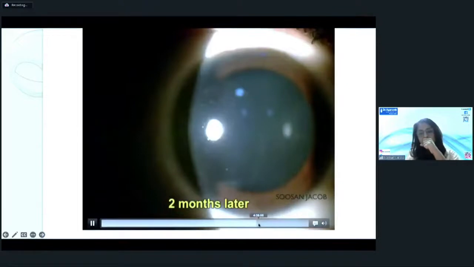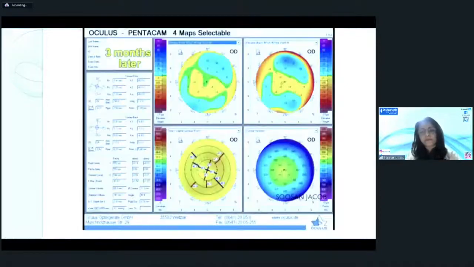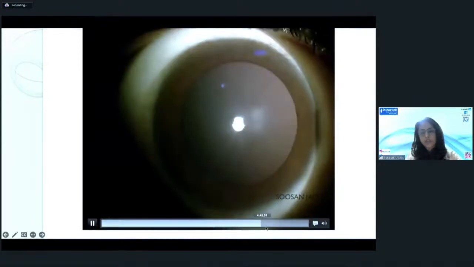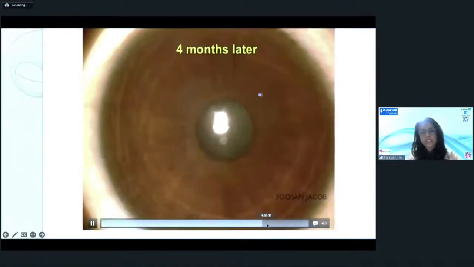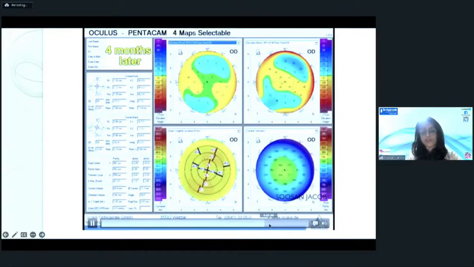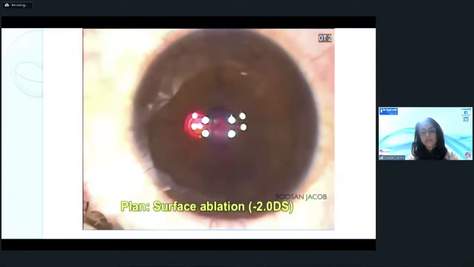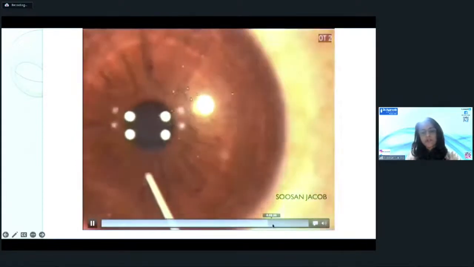So we've got this picture 2 months later, and quite an improved topography, and you can see again on retroillumination the margins of that displaced cap. 4 months later, this is how she looked, and we thought that it was time to go ahead and do a treatment for the myopic correction, which had never been done for her in the first place.